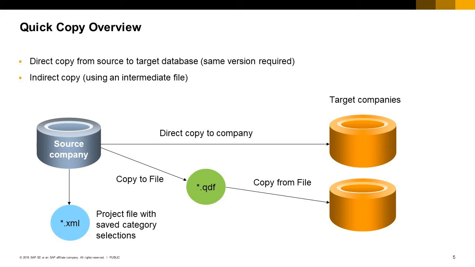The company database that you are currently using is the source. For direct copy, you will be prompted to select the target company on the database server and provide the login credentials. For indirect copy, you will create the QDF file on the source, then log into the target company to import the QDF file. You can optionally save an XML project file containing your data category selections and copy options. You can use this project file the next time you use Quick Copy, saving you from having to make the selections again.